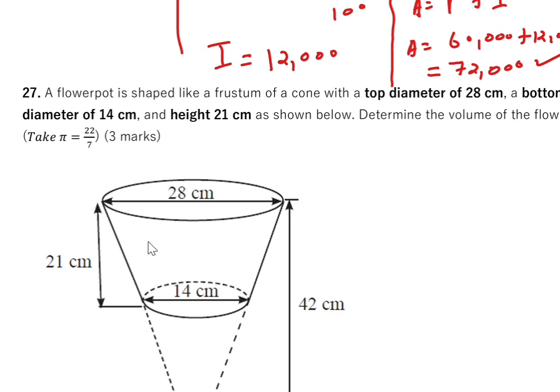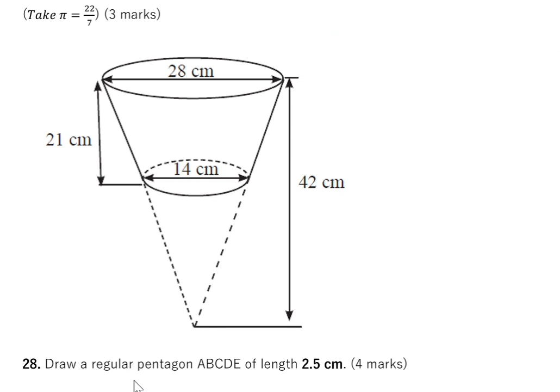So the volume of this flower pot will be the volume of the whole thing, which is a cone, minus the volume of this removed cone. So it will be the volume of the whole cone minus the volume of the removed cone. I'm going to get the height of this removed cone, so I'm going to draw a line here.